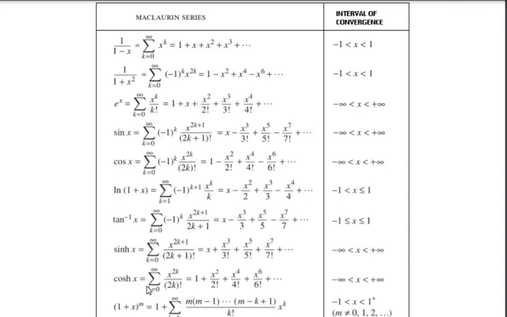Then cos hx is equal to 1 plus x square divided by 2 factorial plus x raised to 4 by 4 factorial plus x raised to 6 by 6 factorial plus etc. The interval of convergence is minus infinity less than x less than infinity. And 1 plus x the whole raised to m is equal to 1 plus sigma k is equal to 1 to infinity m into m minus 1 into etc. m minus k plus 1 divided by k factorial into x raised to k. So the interval of convergence is minus 1 less than x less than 1, where m is not equal to 0, 1, 2, 3, etc.